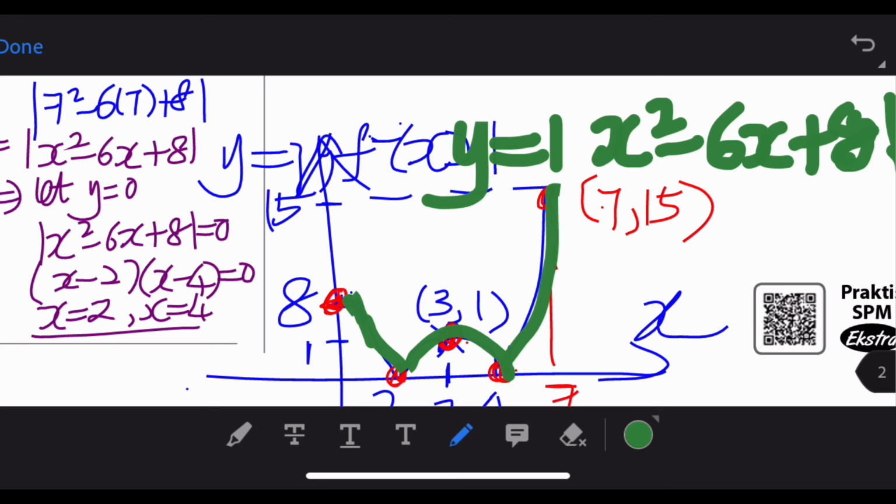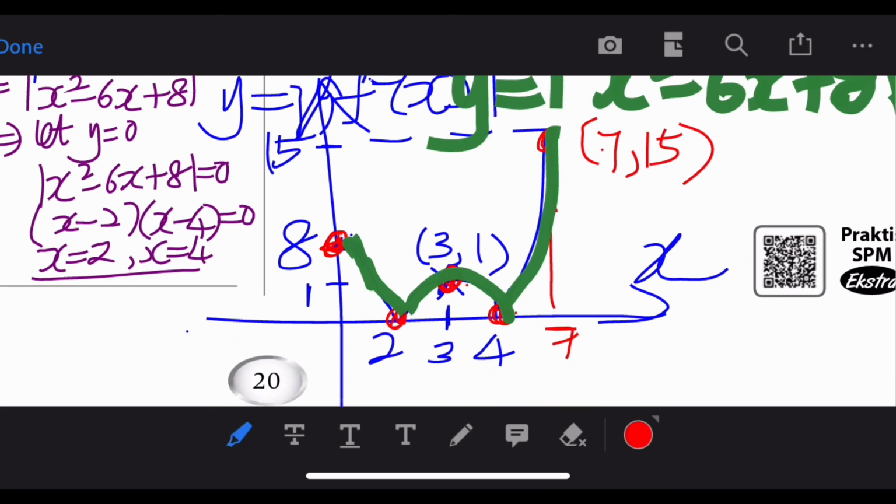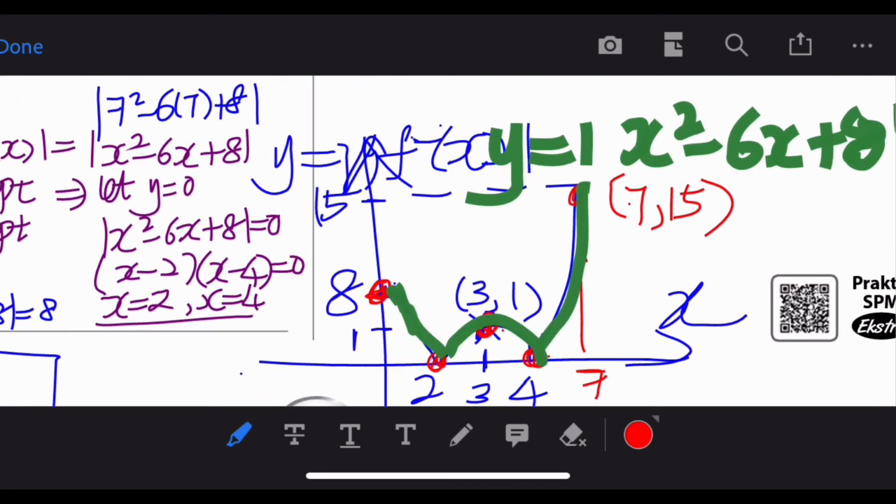Alright, so make sure you are well prepared for the coming mid-year exam for the sketching of the modulus graph. Okay, that's all my sharing for the first revision on function. I will share with you in my next video teaching for the quadratic function and quadratic equation.